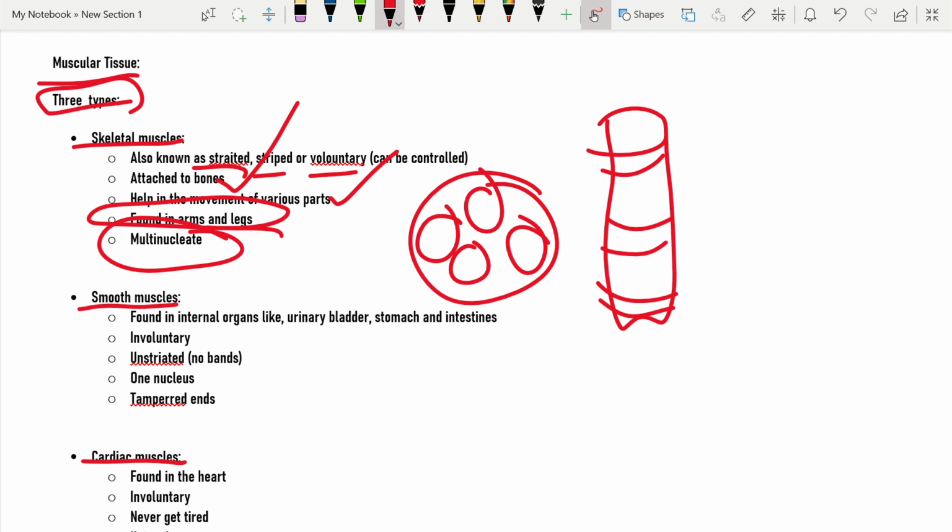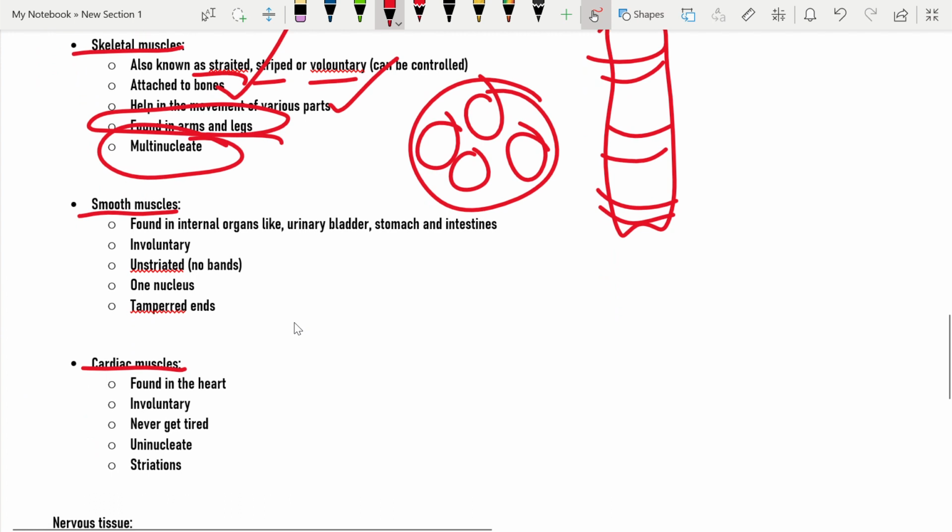Now, what are smooth muscles? They are found in internal organs like the urinary bladder, stomach, and intestine. They help get the urine out and move food through the stomach. So it just helps food move, or any waste material move. This is involuntary, meaning you can't control it. This is unstriated, meaning it does not have bands.